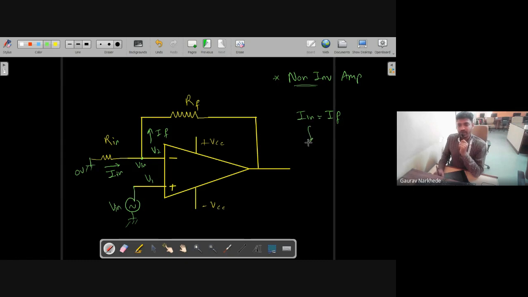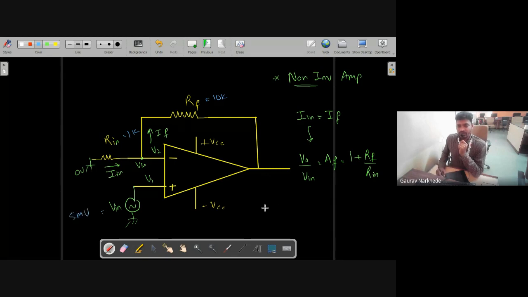In the lecture we have seen I is equal to IF, and then we apply Ohm's law and derive the equation of V naught by V in, that is the gain of the amplifier with feedback, which came as 1 plus RF divided by R in. Again, if we consider a simple case where RF is equal to 10 kilo ohms, R in is equal to 1 kilo ohms, and V in is equal to, let us suppose, 5 millivolts.